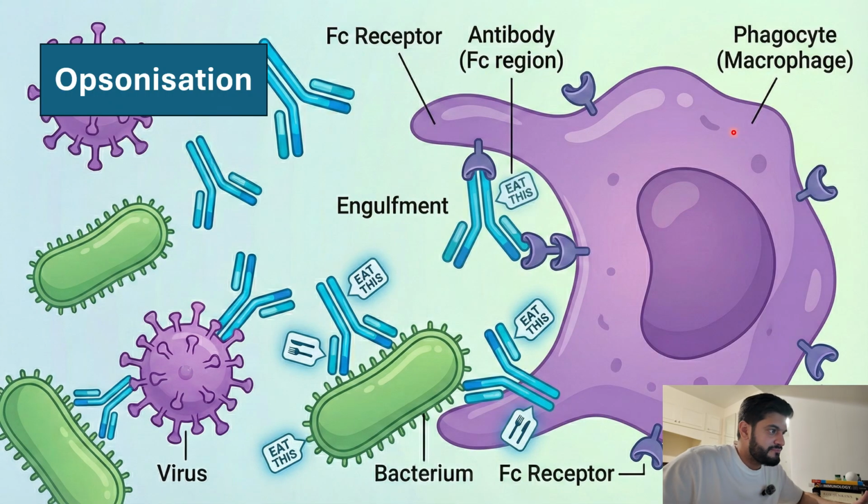So here, the phagocytic cells like macrophages and neutrophils actually have the FC receptor. They can bind to the antibody and engulf it. They recognize the FC region of the antibody and engulf the pathogen. So antibodies do not kill directly here. They make the pathogen more visible to the immune cells.